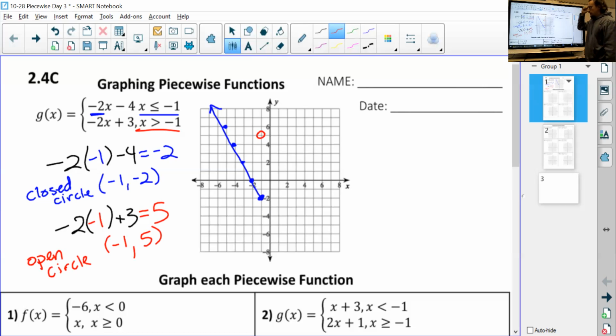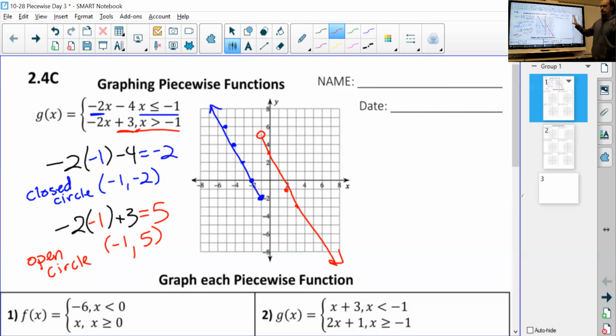Okay. Slope is still -2, but this time since it's greater than, I want everything to the right of that point. So this time I can actually go down 2 over 1, down 2 over 1, so on, so on. Connect them all. I can double check my y-intercept is +3. I can see it crosses the y-axis at 3. This is a good graph.